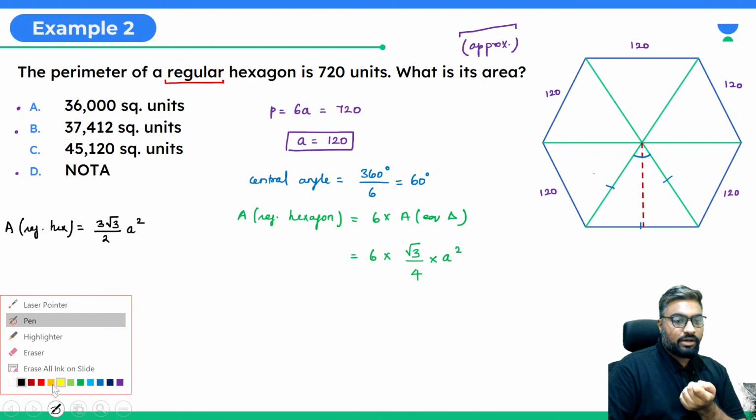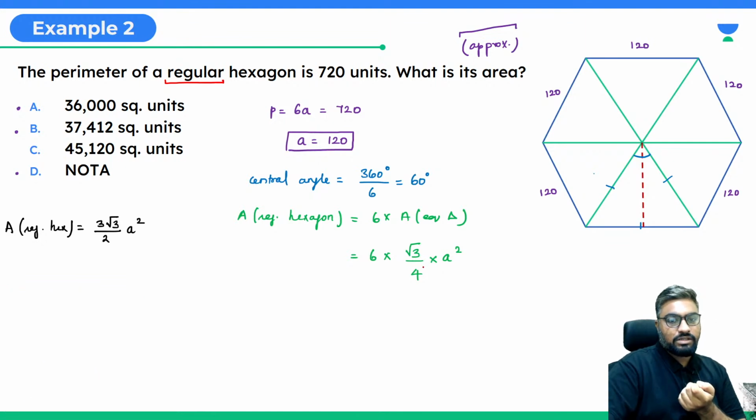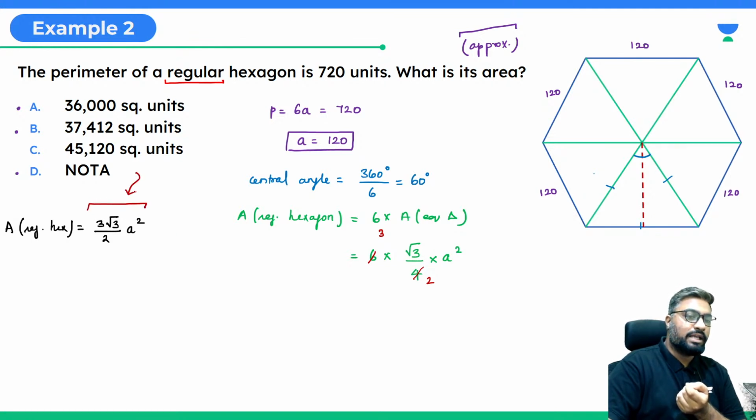Clear? Look here, if you cancel this off, this is 2 times, this is 3 times, you are getting 3√3 by 2 a square. This is the area of a hexagon. So you don't have to remember this formula separately, because they form an equilateral triangle. Yes. So what do we end up getting? 3√3 by 2 into a square, which is 120 square.